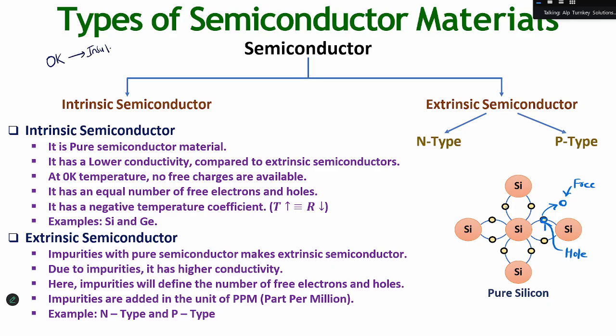As I told you, silicon at 0 Kelvin acts as an insulator. At 300 Kelvin, what happens? 300 Kelvin means 27 degrees Celsius plus 273, which gives 300 Kelvin, nothing but room temperature. At room temperature, this is pure silicon, and each atom makes covalent bonds. This is nothing but a covalent bond. Now this electron is there.